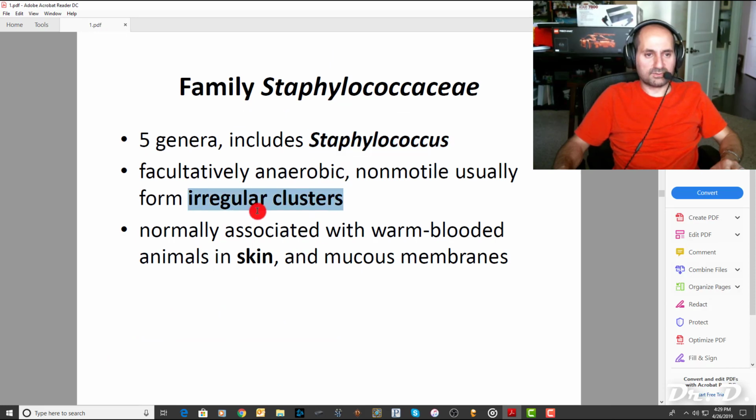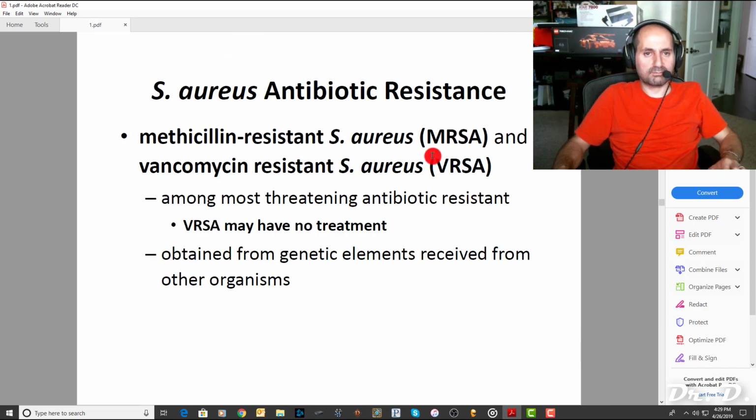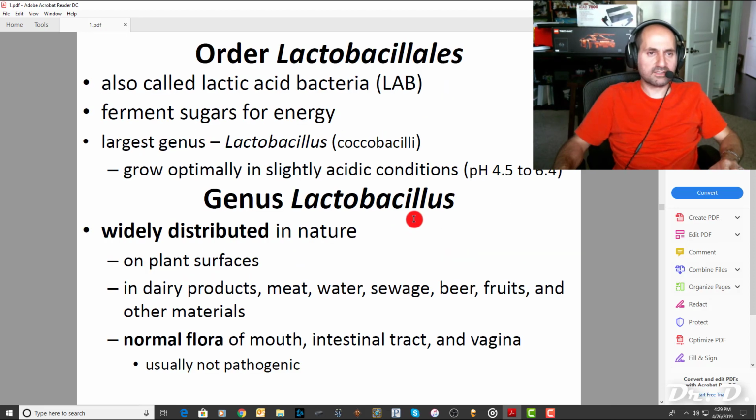Staphylococcus, irregular clusters on the skin. So epidermidis is a skin resident, aureus is also a skin resident and also causes skin infections. That's all I want to know about those. MRSA and VRSA are strains of S. aureus that are particularly resistant to antibiotics.